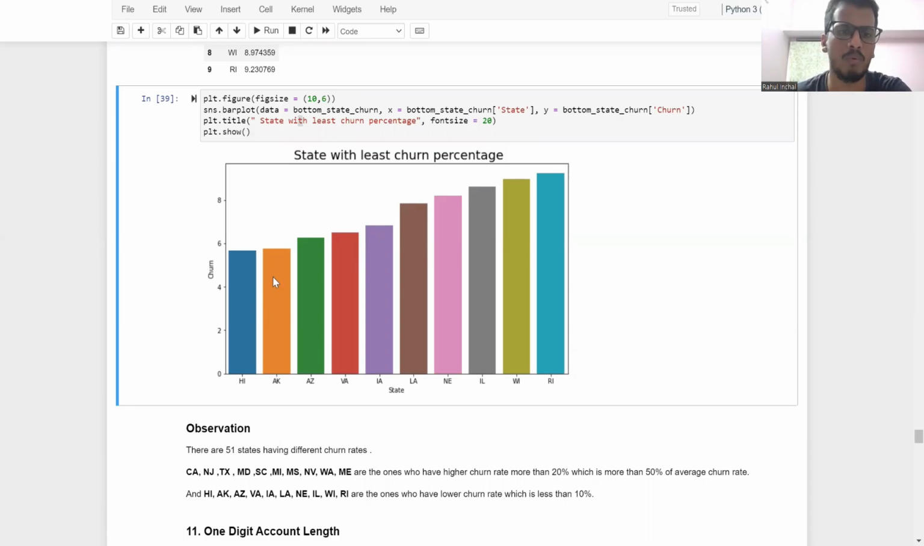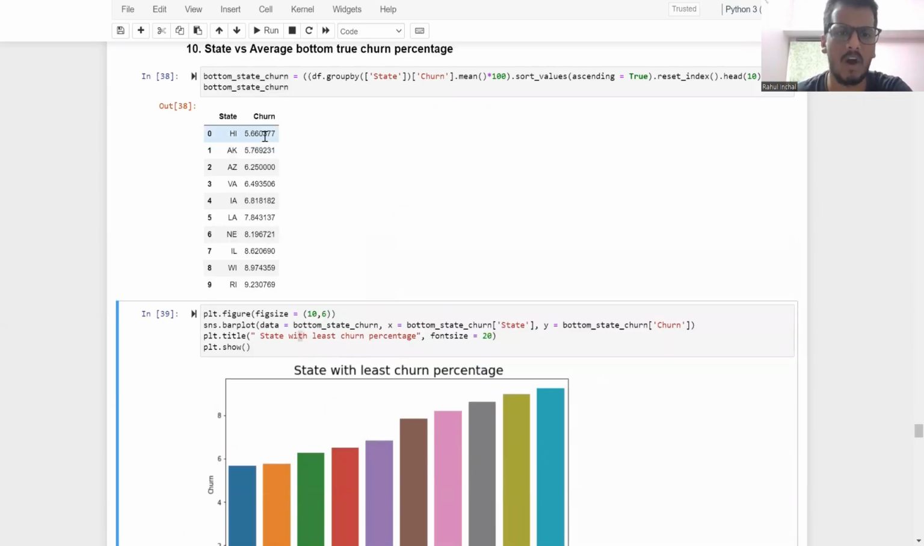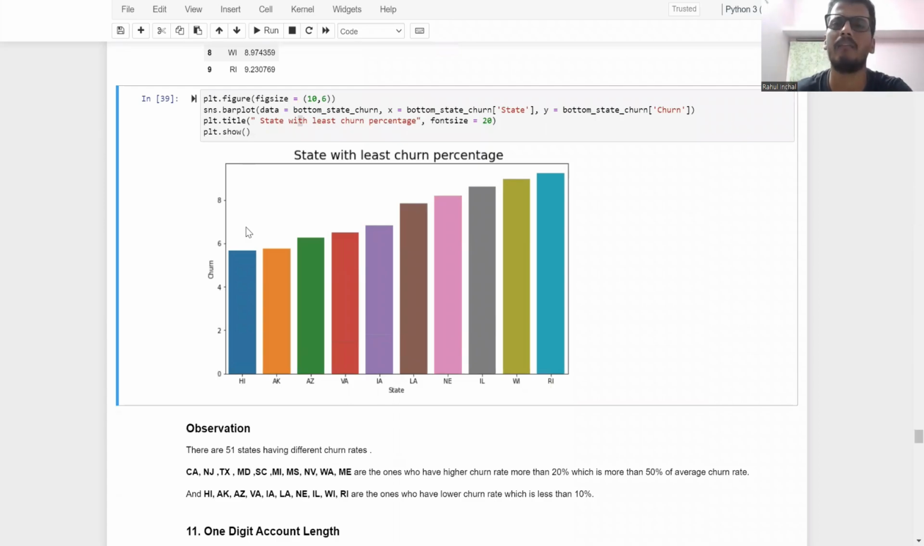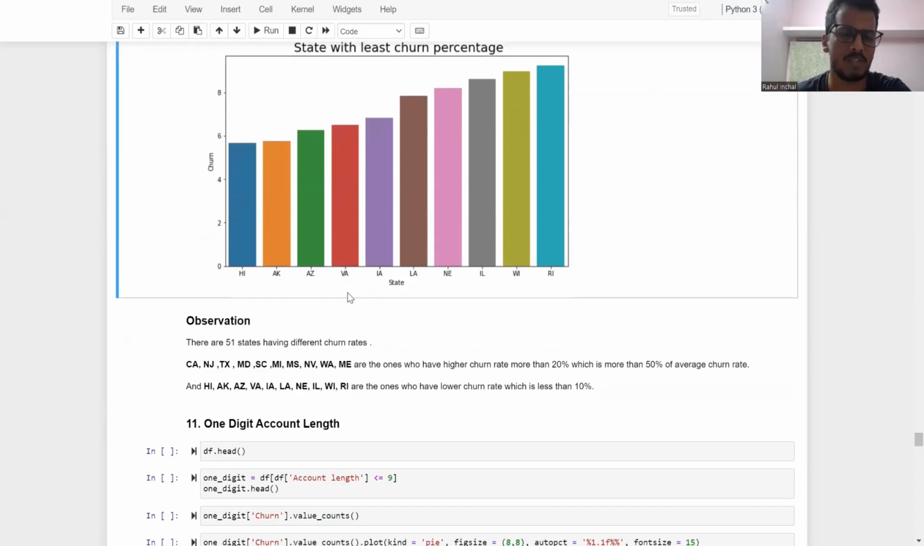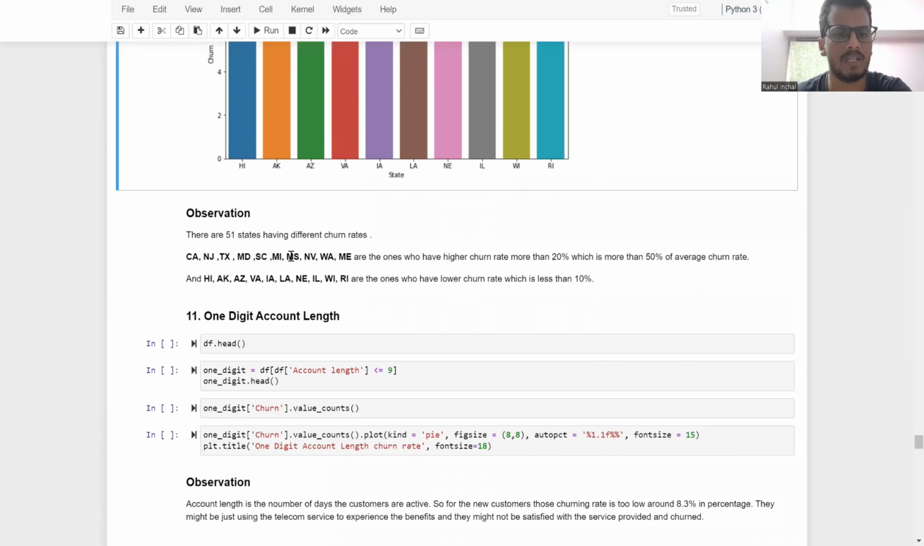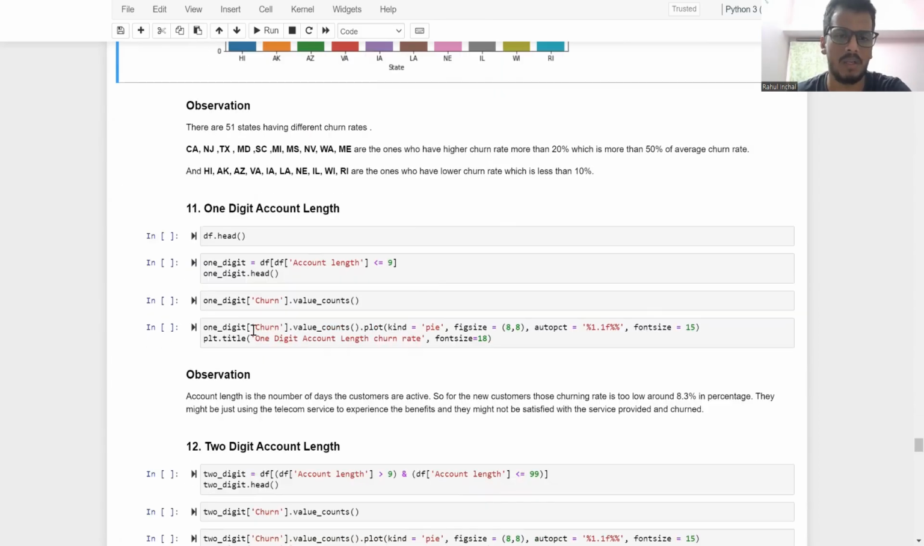So they both have almost how much? Almost the same churning rate, and they have a very low churning rate, which means the telecom company is performing very well in these areas. So this is one insight. There are 51 states having different churn rates. Okay, now these are the things.